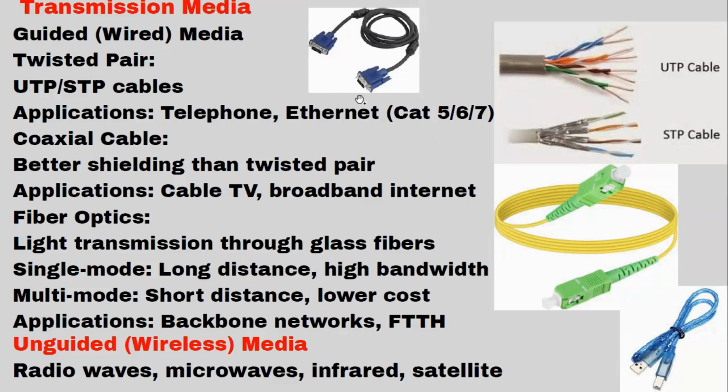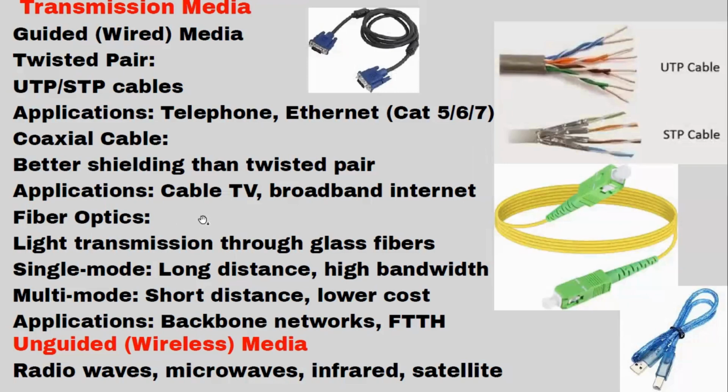These are very common cables, which connect from the computer to your monitor. It is not exactly coaxial; some 16 wires will be there accordingly, right? Applications: telephone, internet, CAT 5, 6, 7. These are the numbers, we call them CAT cables. CAT 5, 6, 7, then coaxial cable, another type of cable.